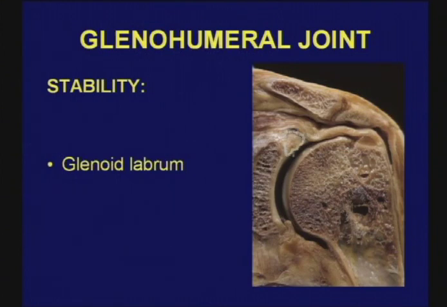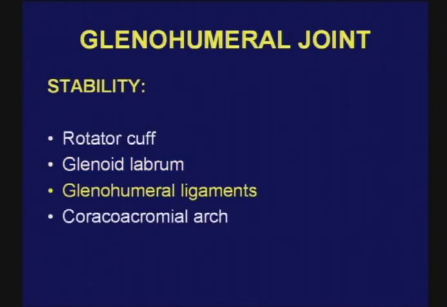A second stabilizing structure, the glenoid labrum. As I said, it surrounds the glenoid cavity. I just show you the superior and inferior portions here, and by being located like that, it widens and deepens the glenoid side of the joint. So it provides stability. We call that passive stability. That is a function. More important to us, of course, are the patterns of injury to this structure that occur with displacement of the humeral head.